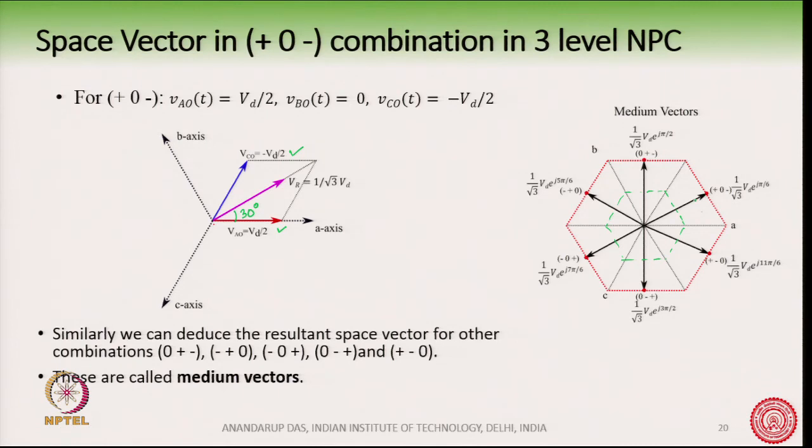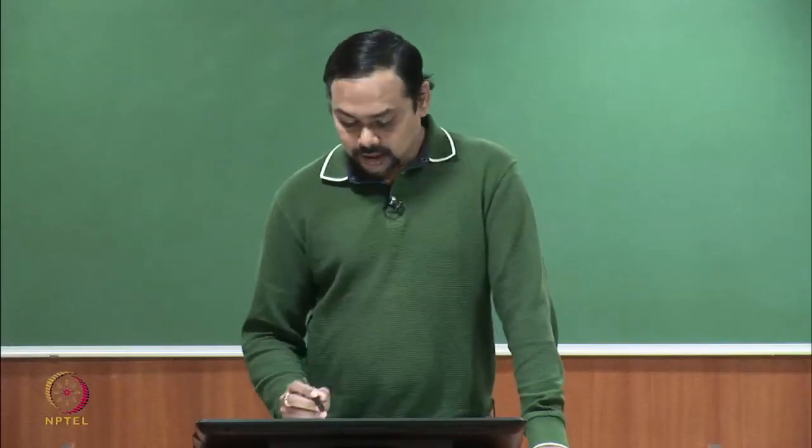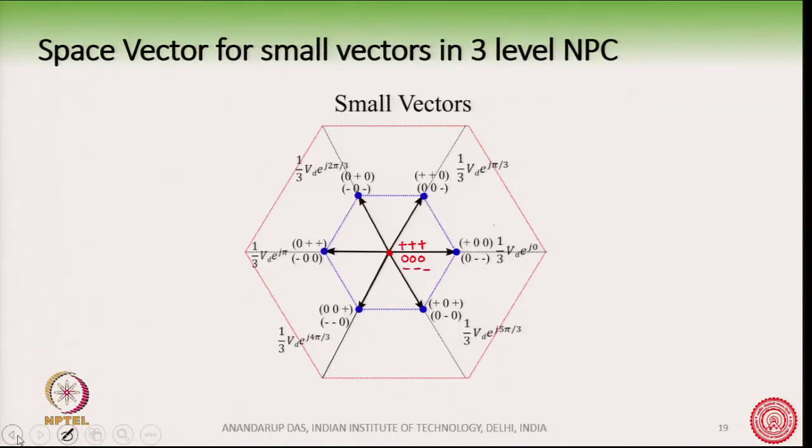Now, with this switching state combination of plus 0 minus, the resultant vector is here, which is Vd by root 3 at an angle of e to the power j pi by 6, that is, at an angle of 30 degree. So, these vectors are called medium vectors. The vectors which we had obtained in the previous slide are called small vectors because their magnitude is equal to 1/3 Vd.